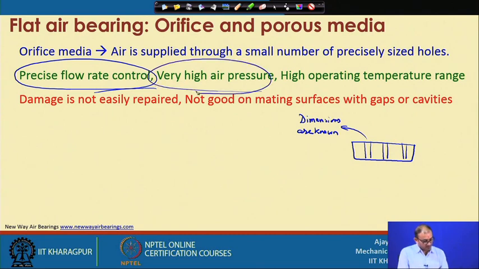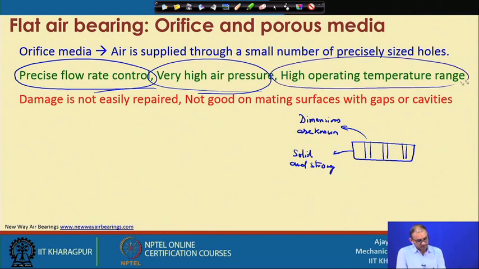Very high pressure rate is achieved, because now we know that this whole thing is a solid and strong material. And high operating temperature, because now temperature will not make much difference here, because everything depends on the coefficient of thermal expansion of this particular material. If you use very strong, high strength material, then temperature is also not an issue.